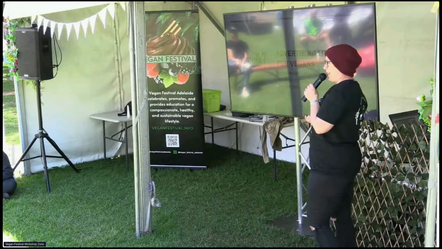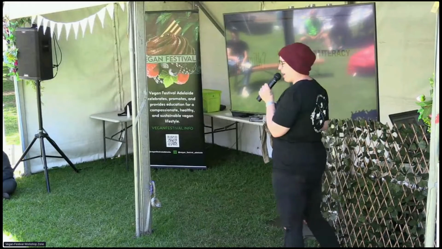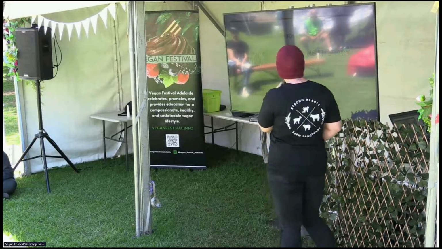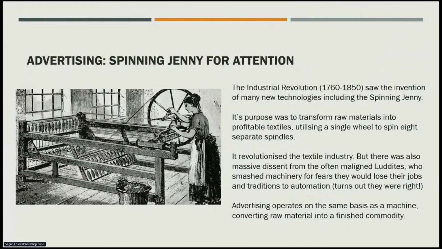So we're going to go back to 18th, 19th century England, to the Industrial Revolution. New technologies became this massive thing that industrialized manufacture and production in the country before spreading throughout Europe. One of these particular technologies was the spinning jenny. The spinning jenny had a purpose of transforming raw materials into profitable textiles, utilizing a single wheel to spin 8 separate spindles. And it revolutionized textiles.